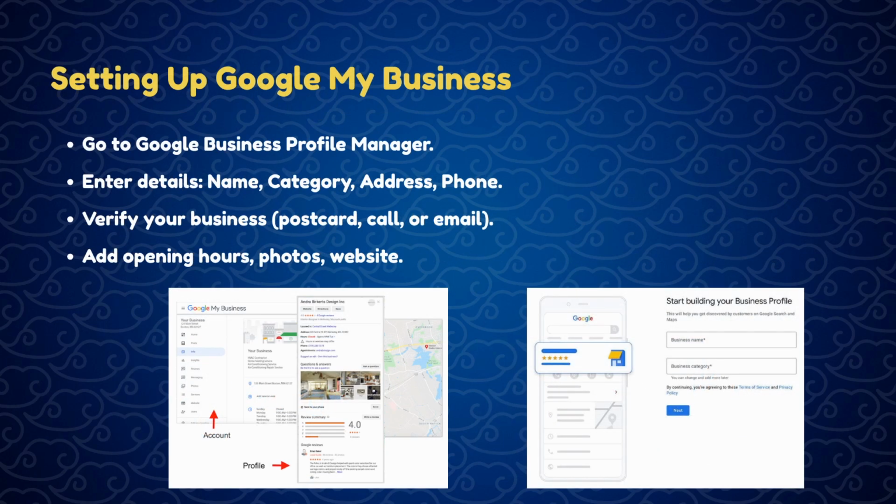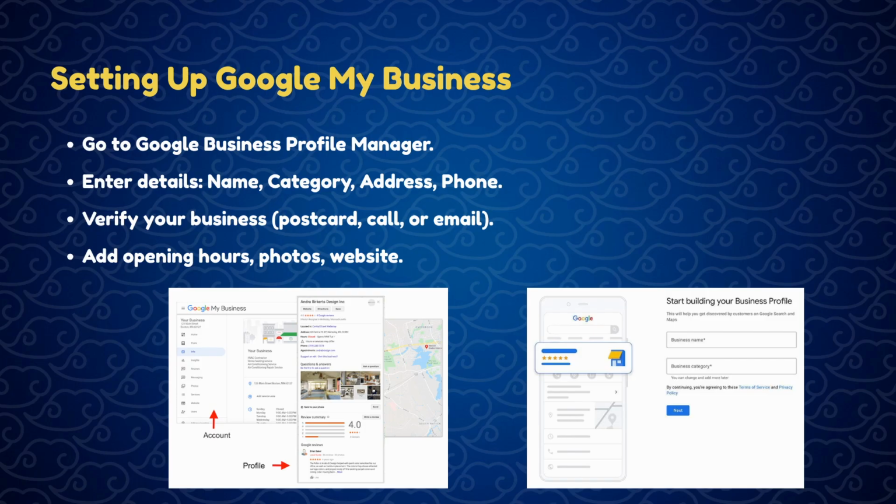Now let's see setting up Google My Business. First of all, we have to go to Google My Business Profile Manager and enter details such as name, category, address, phone, etc., and verify your business by postcard, call or email, and add opening hours, photos and a website. One of my friends opened a biryani outlet in Hyderabad. He spent 0 rupees on ads, just created a Google My Business profile, and within 3 months his outlet started showing up for "best biryani near Charminar."